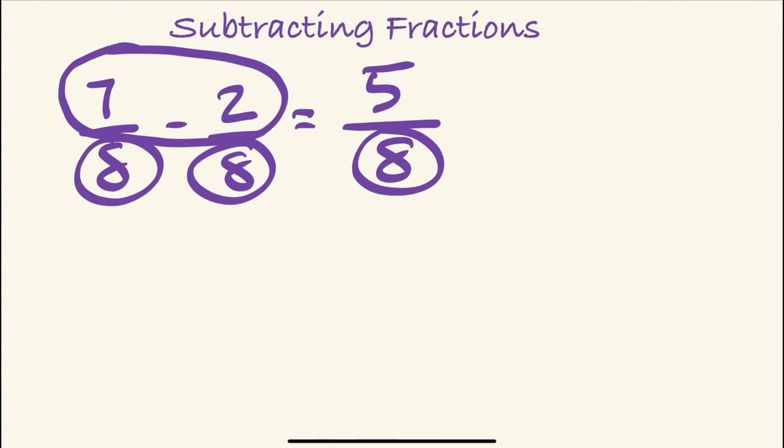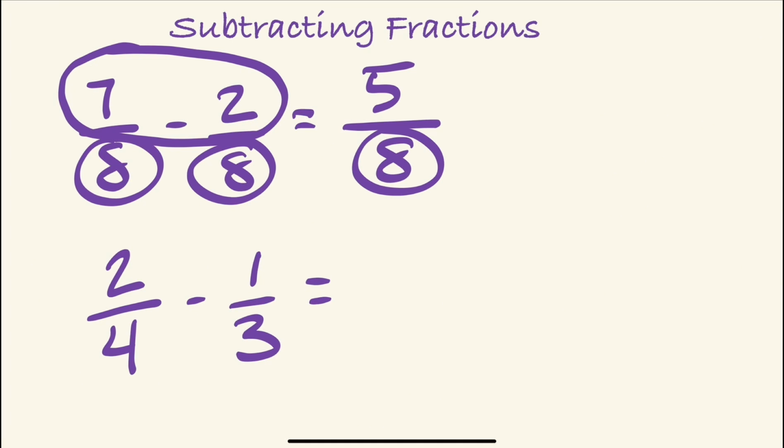So let's look at the problem 2/4 minus 1/3. Again, the rule is whenever we're subtracting, your denominators have to be the same. Clearly, when I look at this problem, I have a 4 and a 3. So what we need to do is determine the common denominator, and we do that by listing the multiples.